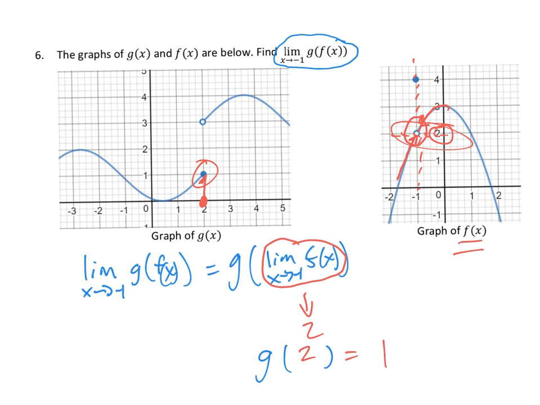I'm going to say that the limit as x approaches -1 of g of f of x is 1. Because I figured out the limit on f was 2, and I plugged 2 into the function g, and the y value is 1.